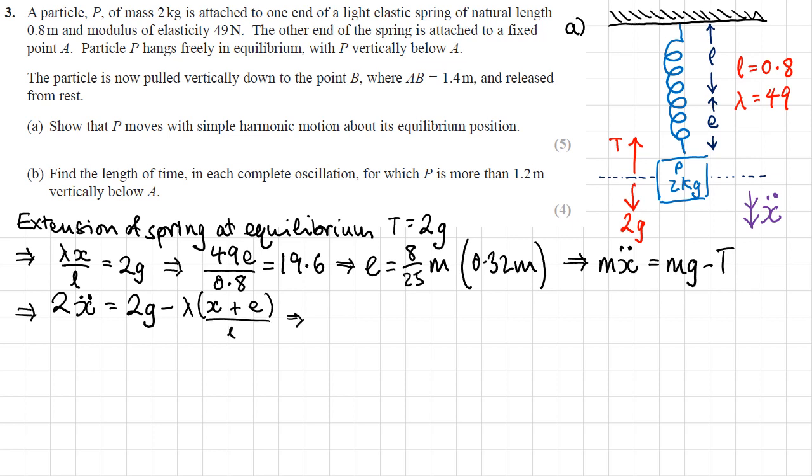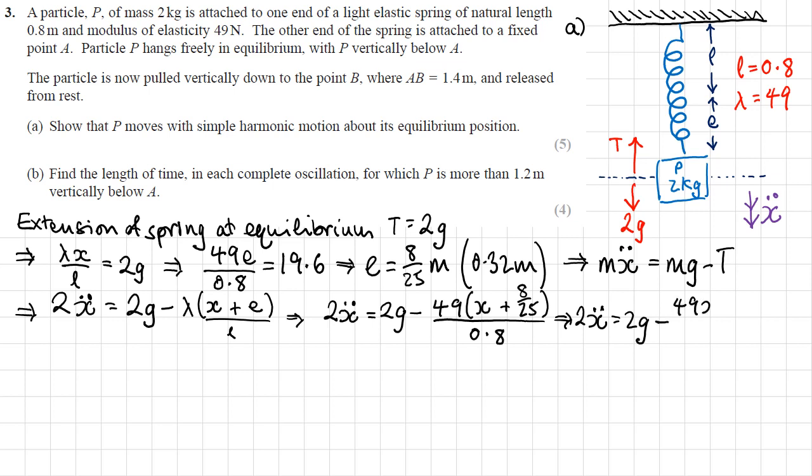So from there I can put my numbers in. So 2 times the acceleration is equal to 2g minus lambda is 49, and then we have x plus the extension, so that was this 8 over 25, or 0.32, let's use 8 over 25, all over L, which is 0.8. So we'll sort out what's on the right hand side. So 2 times the acceleration is equal to 2g, and then we'll have minus, if you expand the brackets, 49 x over 0.8, and then if we work out what 49 times 8 over 5 divided by 0.8 is, we get 98 over 5, so minus 98 over 5.